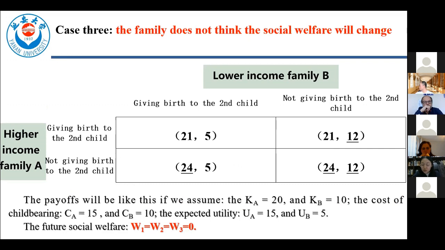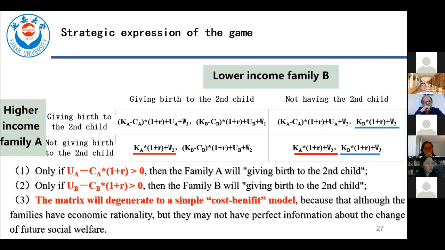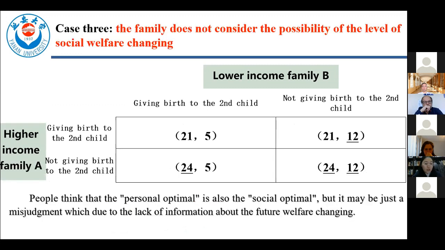Although it's a prisoner's dilemma, all the families and the whole society will have achieved the parental optimality. So if we check the game matrix, we will find that the matrix has degenerated to a simple cost-benefit model. But people think that the personal optimal is also the social optimal, but it may be just a misjudgment, which is due to the lack of information about the future welfare changing.